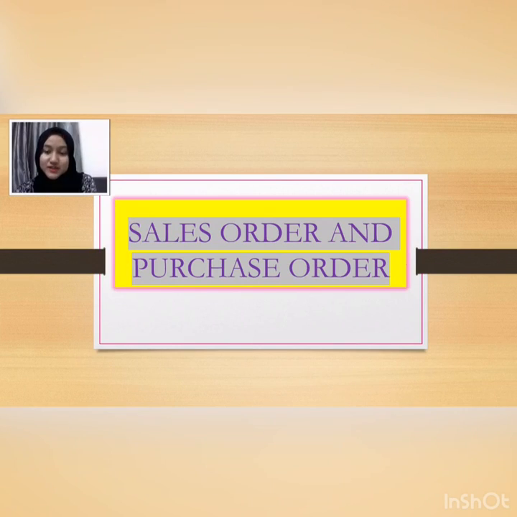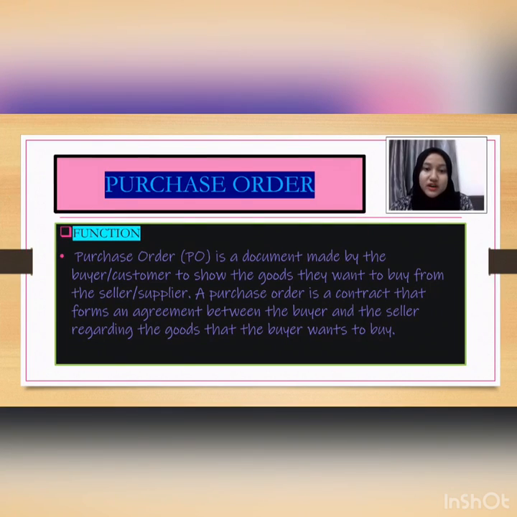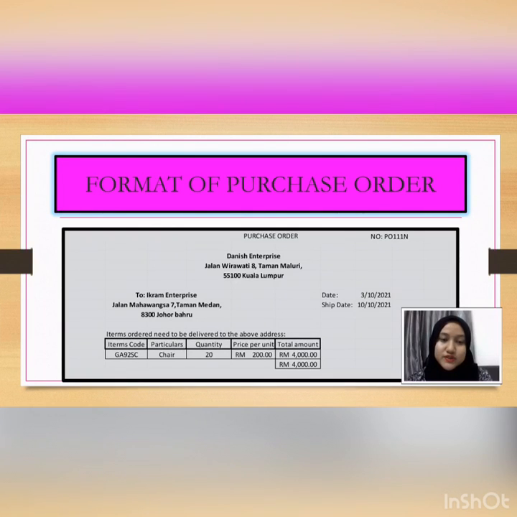Next is purchase order and sales order. The function of a purchase order: a purchase order or PO is a document made by the buyer or customer to show the goods they want to buy from the seller or supplier. A purchase order is a contract that forms an agreement between the buyer and the seller regarding the goods that the buyer wants to buy. So this is the format of a purchase order.